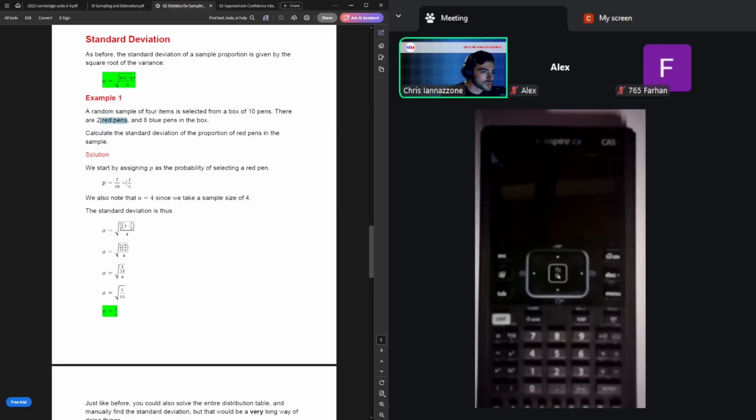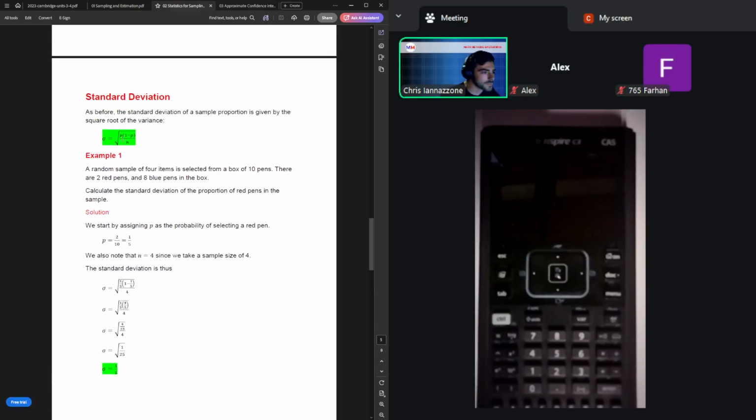So there are 2 reds out of a total of 10, so your p globally, remember p is not p hat in this case, you'll know the difference. When it has the hat, you're doing it through the sample. If it's just p, you're doing it globally. So yeah, box of 10 pens, and 2 of which were red, so 2 out of 10.